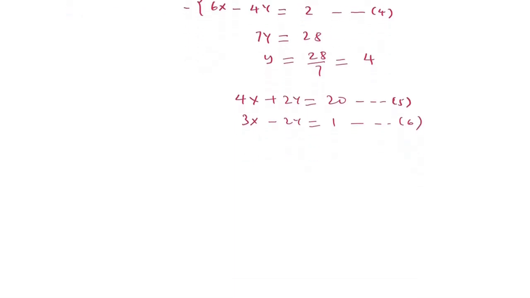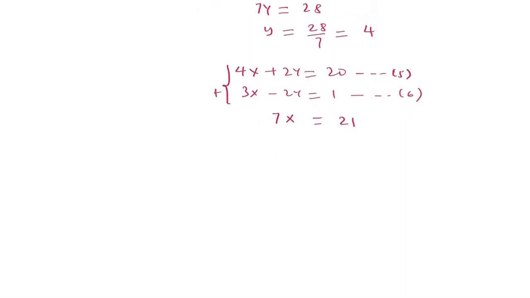So to eliminate y, we are going to take equation number 5 plus equation number 6. So here we are going to have 7x equals 21. Let us now divide by 7 both sides. Then we are having x equals to 21 over 7, of which after solving this, we are having 3. Therefore, x equals to 3 and y equals to 4.